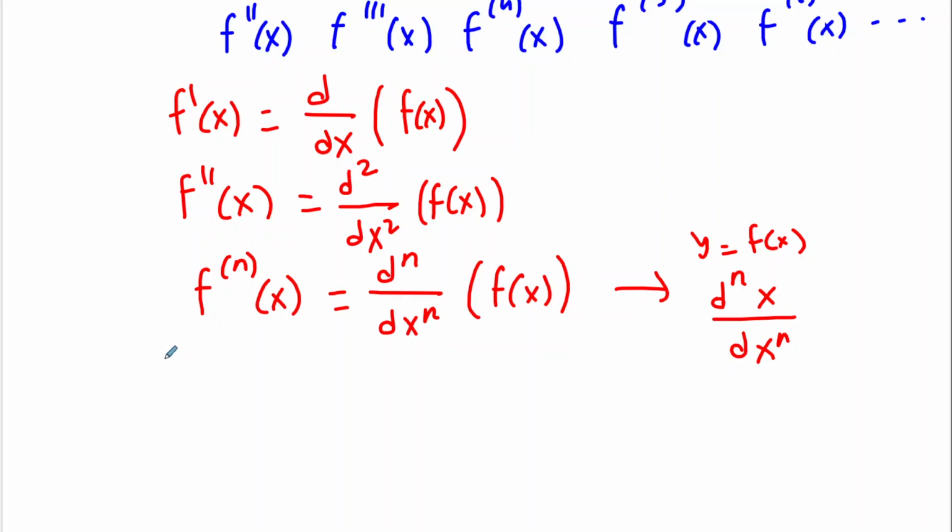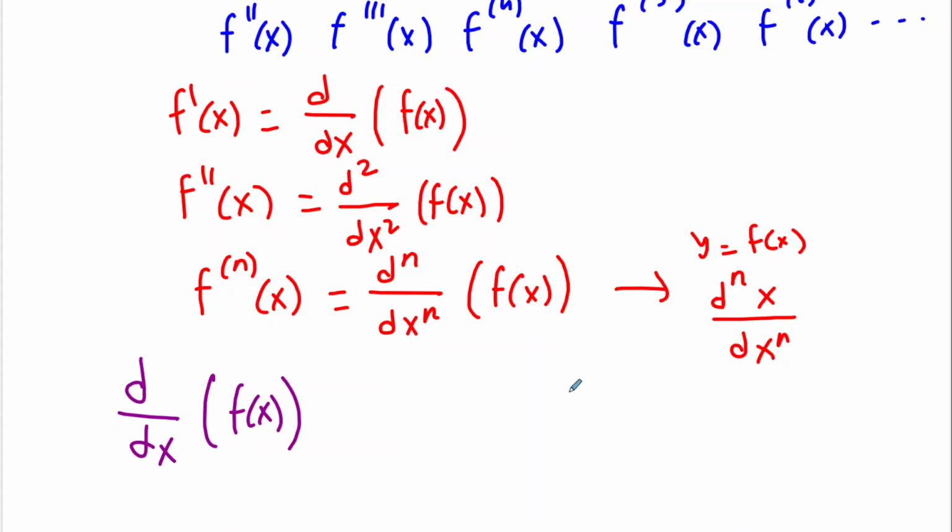D is not a variable. D is just an operation. It's in the form of a variable, but it's not a variable. So d dx is an operation, right? And we do it of something, like of f of x, right?